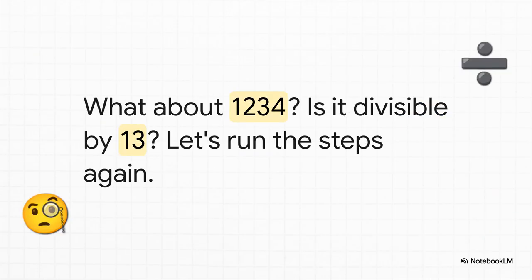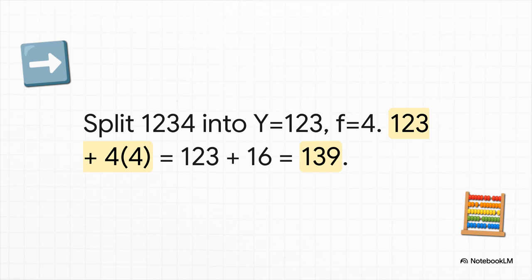All right, that was a good warm-up. Now, let's get back to that question from the very beginning of our explainer. Is 1234 divisible by 13? Let's run the rule. For 1234, y is 123, and f is 4. So we calculate 123 plus 4 times 4. That's 123 plus 16, which gives us 139.